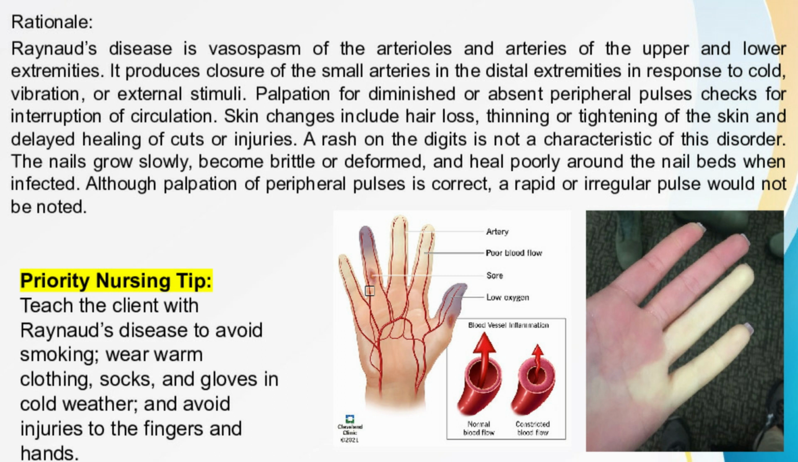A rash on the digits is not a characteristic of this disorder. The nails grow slowly, become brittle or deformed, and heal poorly around the nail beds when infected. Although palpation of peripheral pulses is correct, a rapid or irregular pulse would not be. Priority nursing tip: teach the client with Raynaud's disease to avoid smoking, wear warm clothing, socks, and gloves in cold weather, and avoid injuries to the fingers and hands.